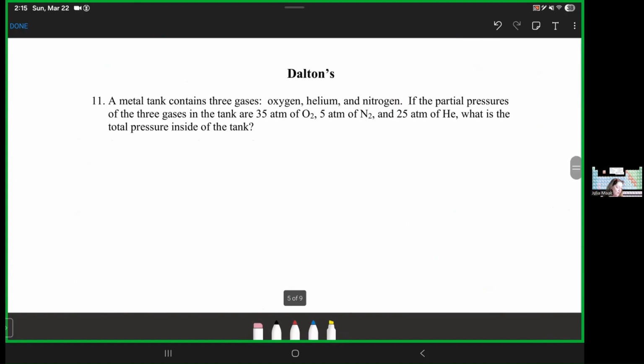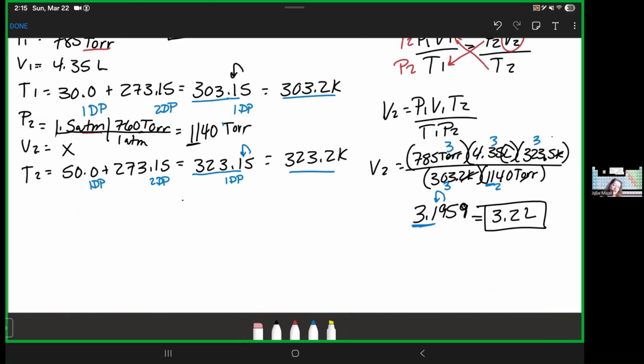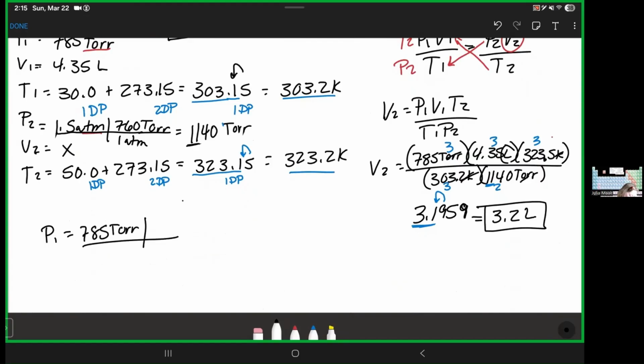Okay, so now we're going to look, actually, hold on a second. I'm going to come back to this problem for a second. If I had decided instead to convert that first pressure, my first pressure of 785 torr, into ATM, you would get the same answer. So I've got 785 divided by 760. I get 1.03289, so I'm going to call it 1.03 ATM.